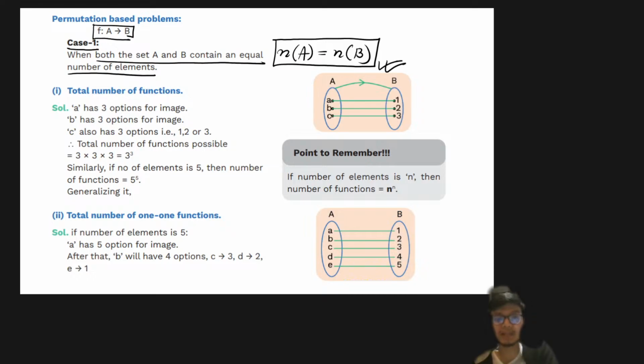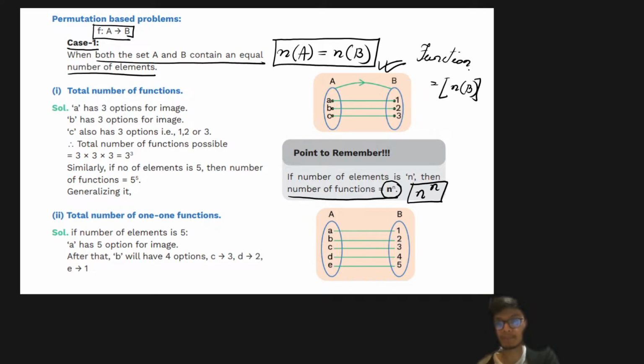It's a very simple thing. If the number of elements is n in both sets, the total number of functions can simply be given as n to the power n. I hope you know that the total number of functions possible from set A to set B is basically given as the cardinality of B to the power cardinality of A. You just need to apply this formula to get it.